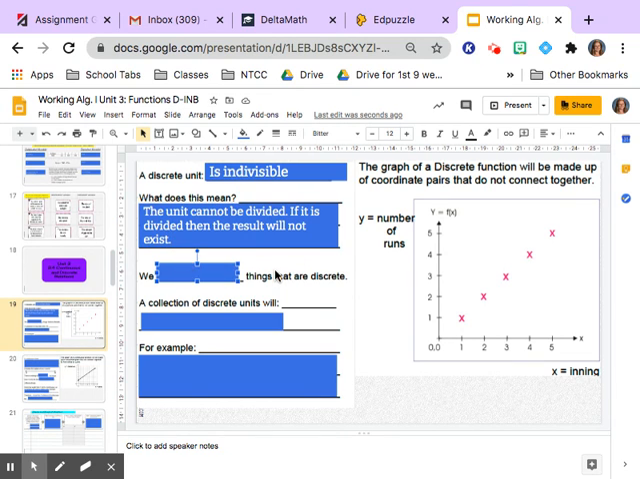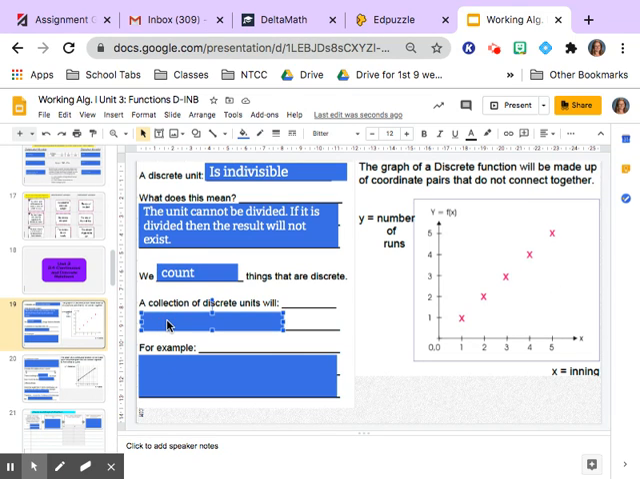We count things that are discrete. We are going to count. We count things that are discrete, just like we would count the inning, the number of runs. So at 1 inning, we have 1 run. 2 innings, 2 runs. 3 innings, 3 runs. So we are counting those. We can't count half a run.